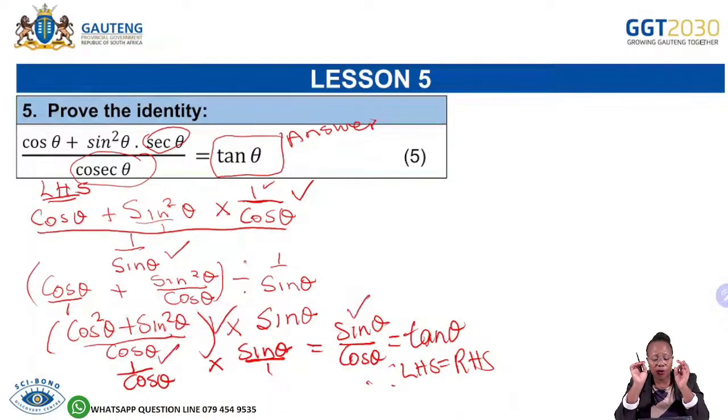We are not going to allocate a mark for tan theta because the answer was given to you. So the marks will be up to the sine over cos. Remember to include this conclusion. Some examiners, they give marks for that, okay?